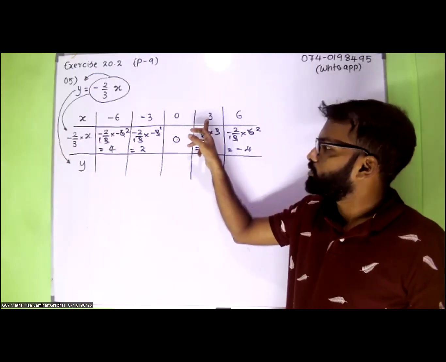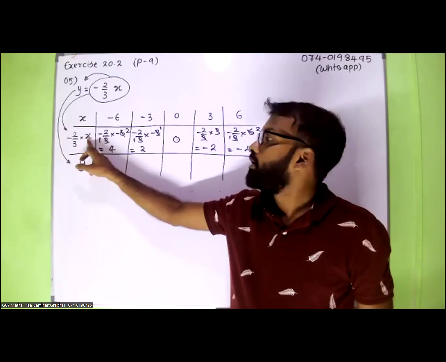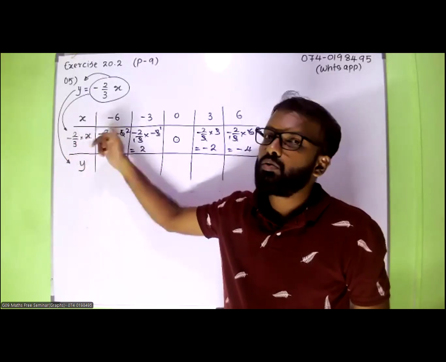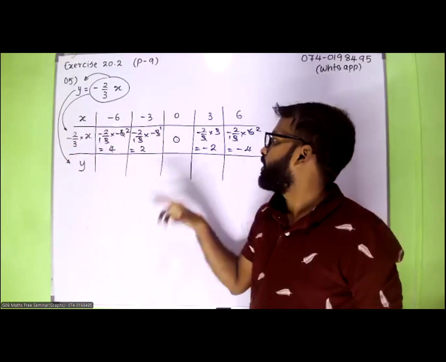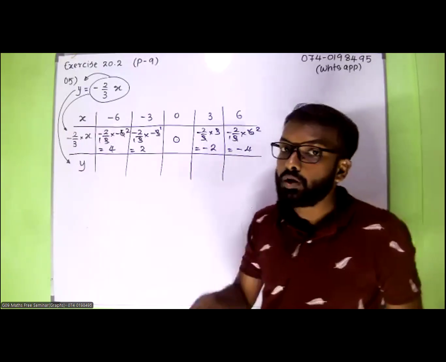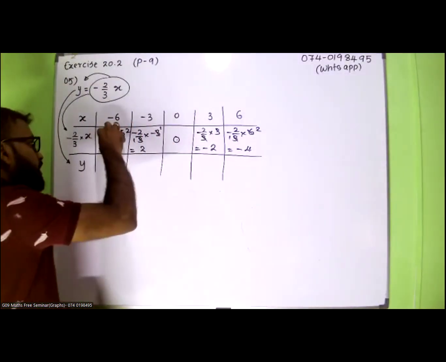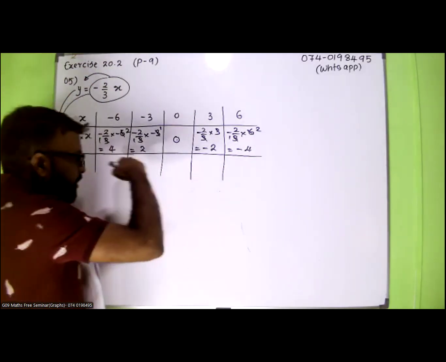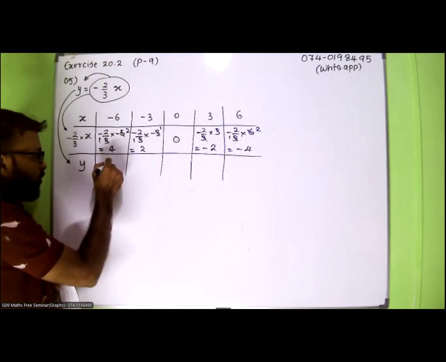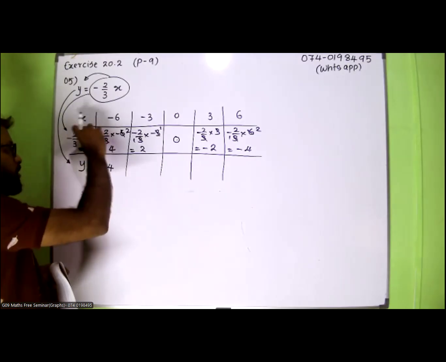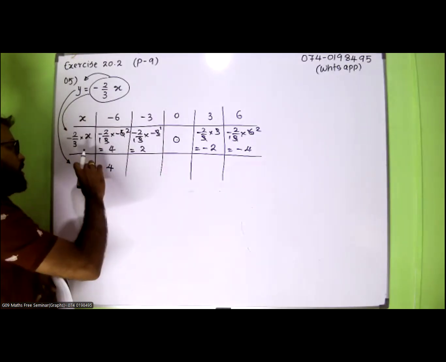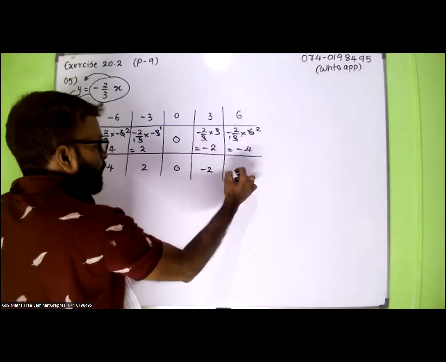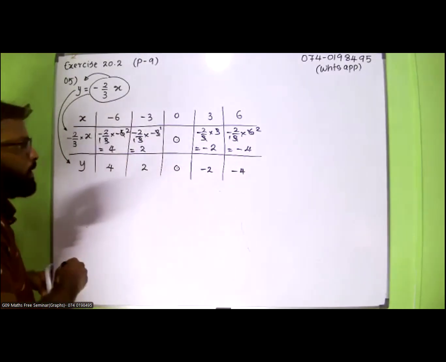Here you have positive 3. You are going to substitute x as positive 3. So 3 times 1, 3 times 1, negative into positive, negative. 2 times 1, 2. So negative 2. So on and so forth, you can do that. So this whole value equals y. This whole value equals y. So your y row, the y value range, directly equals this row. y equals this means 4, 2, 0, minus 2, minus 4.